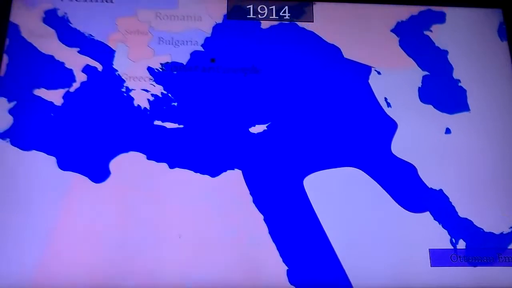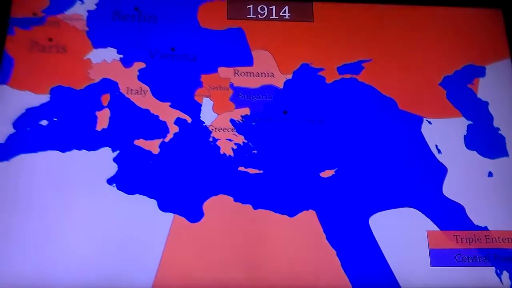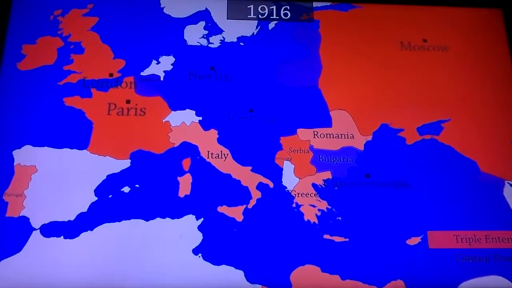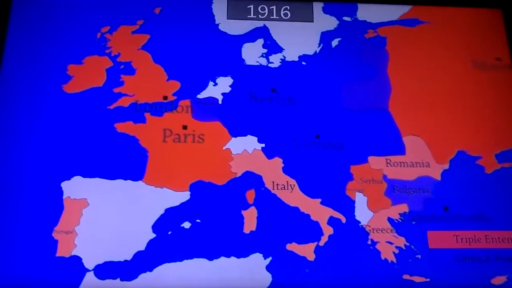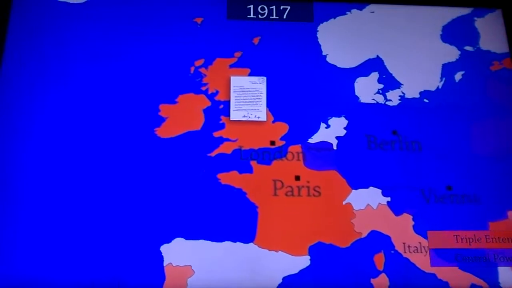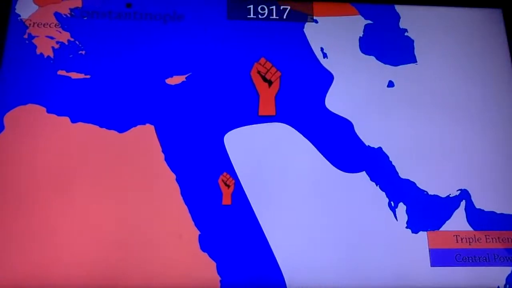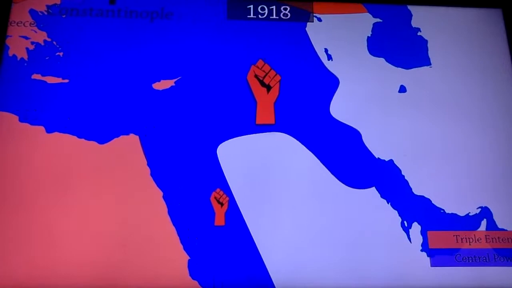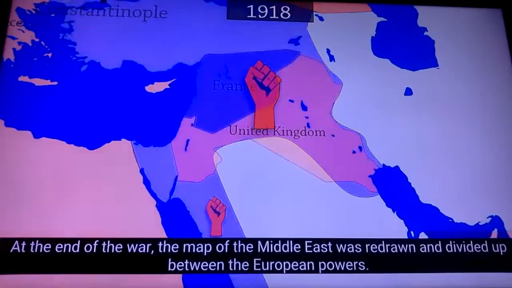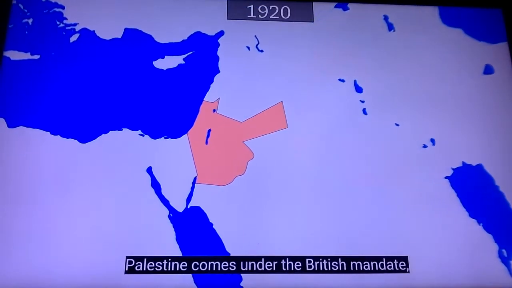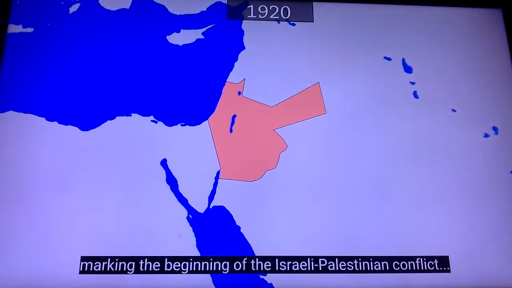A few years later, the First World War breaks out. The Ottoman Empire fought alongside Germany. When the Allies were in trouble and desperately sought further support, the then British Minister of Foreign Affairs, Arthur Balfour, wrote an open letter promising a Jewish homeland in Palestine in return for Jewish support. In parallel, they support the Arab rebellion against the Ottoman Empire by promising them independence in the liberated territories. At the end of the war, the map of the Middle East was redrawn and divided up between the European powers. Palestine comes under the British mandate, marking the beginning of the Israeli-Palestinian conflict.